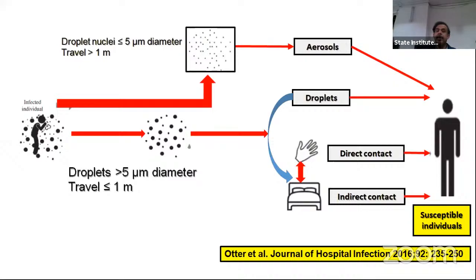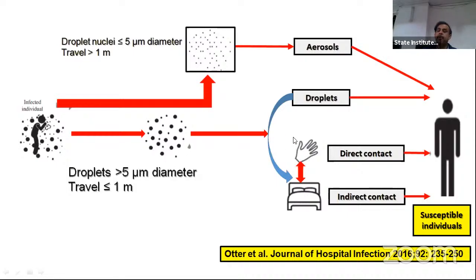As I've told you already, if this is the source person who is coughing, sneezing, the respiratory droplets will come out, and you can see most of the droplets are bigger than 5 micrometer. So they cannot travel beyond 1 or 2 meter usually. If a susceptible person is standing close to the source person and not wearing any mask, the droplet may land inside the airways and may establish the infection. That is the most important modality of transmission, but there are other modalities also.